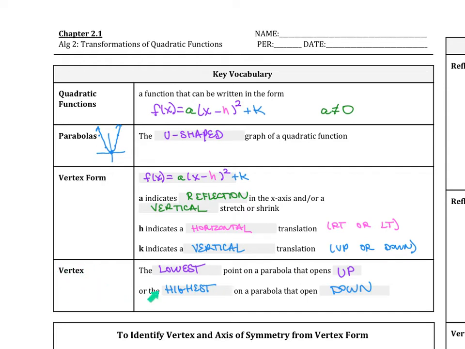Now the vertex, to talk about some of the language here. The lowest point on a parabola is the vertex of one that opens up. If you think about a parabola here, so I'll graph it, the lowest point is this point here, right? That's the absolute lowest point on the parabola. Then the highest point, if we have a parabola that opens down, for example, the highest point is here. So that's when it opens down.